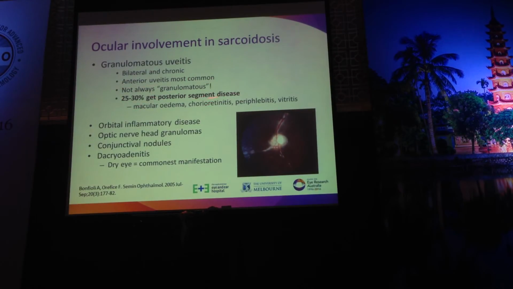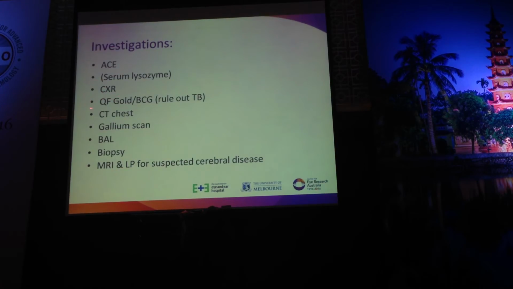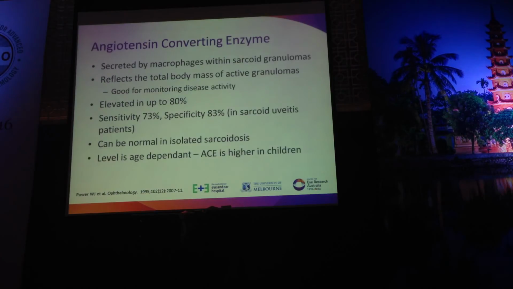of those will get posterior segment disease, so sight-threatening disease, but the most common manifestation is actually the dry eye from the dacryoadenitis. So these are all the investigations you could order if you wanted to. Essentially I normally just start with the ACE and the chest X-ray, and also QuantiFERON Gold as well, just to exclude that TB possibility. These other investigations are to actually solidify the diagnosis, and I'll just go through these investigations in a moment.